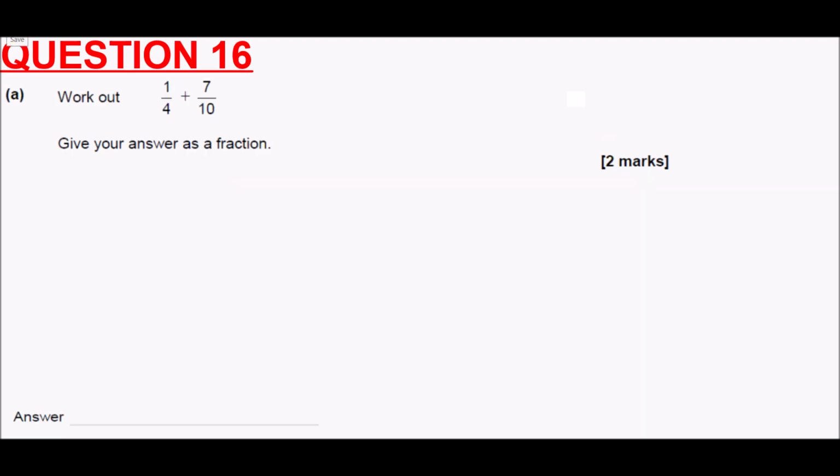Question 16, part A. Work out a quarter plus 7/10. Give your answer as a fraction. So I'll give you a standard way, and then I'll give you a way which you need to think a bit harder, but could save you time. So 1/4 plus 7/10.